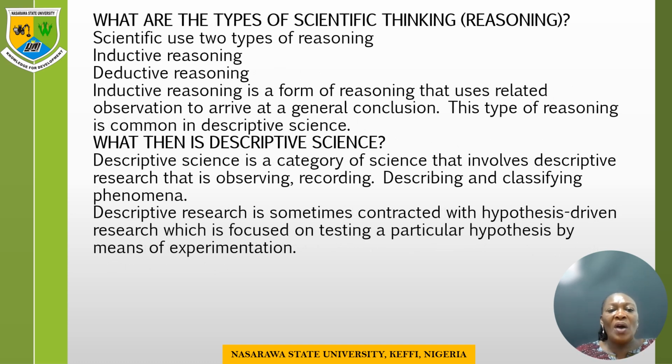Now, we have the types of scientific thinking. Science uses two types of reasoning: the inductive reasoning and the deductive reasoning. Inductive reasoning is a form of reasoning that uses related observation at arriving at general conclusion. This type of reasoning is common in descriptive sciences. Now, you look at what is happening, you observe, you relate it to what you are doing. For example, if I'm carrying out a research now, I will have to look at what is happening.